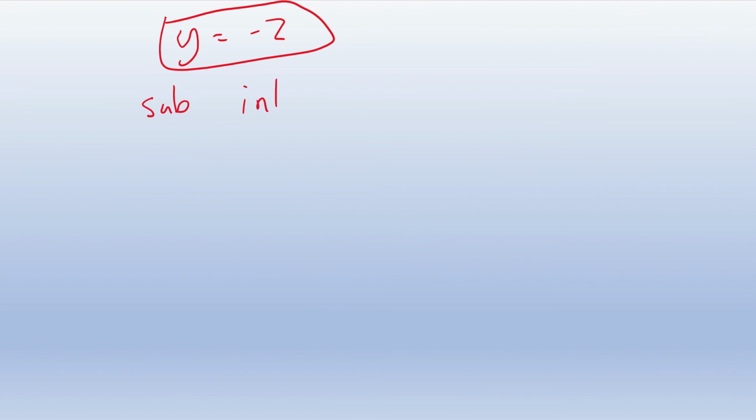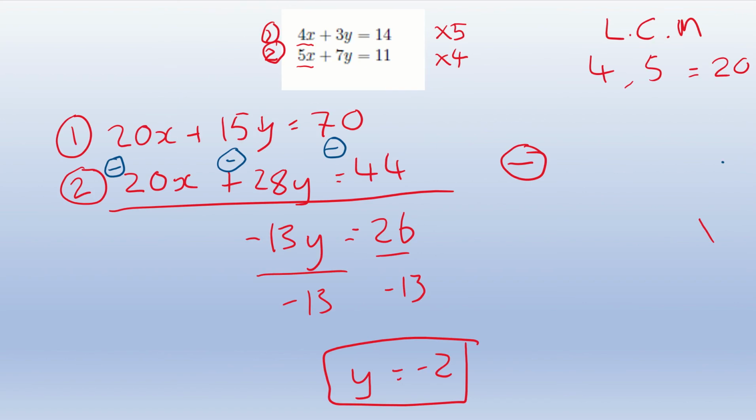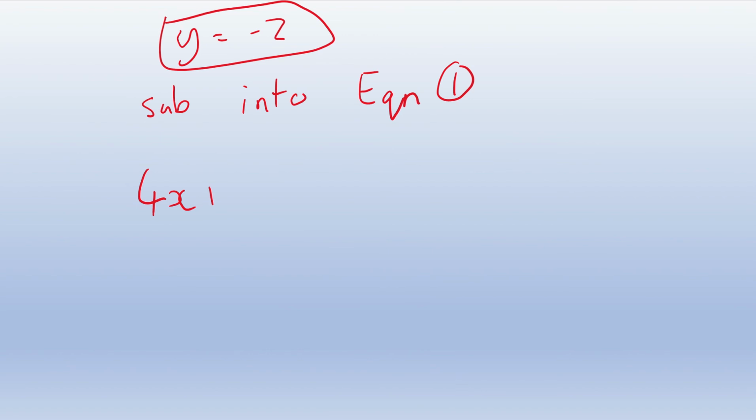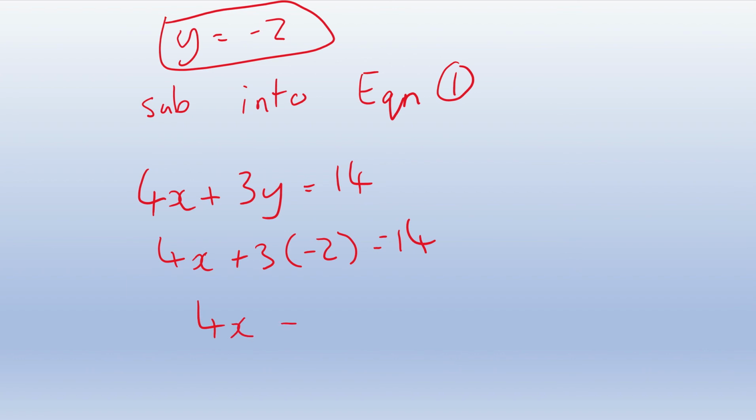So I've got y is equal to minus 2, and I need to sub that into one of my other equations. I'm going to substitute into equation number 1 to get what x is. And my equation number 1 said 4x plus 3y is equal to 14. So I'm going to substitute in my minus 2 in for y. So I'm going to get 4x plus 3 times minus 2 is equal to 14. 4x minus 6 is equal to 14. If I add 6 to both sides, I'm going to get 4x is equal to 20.